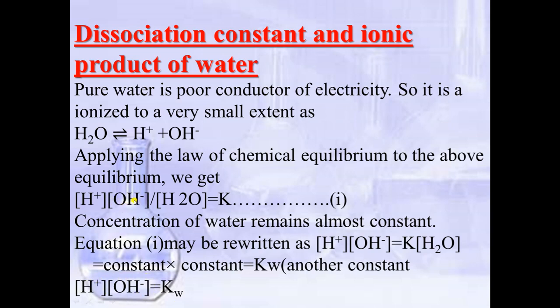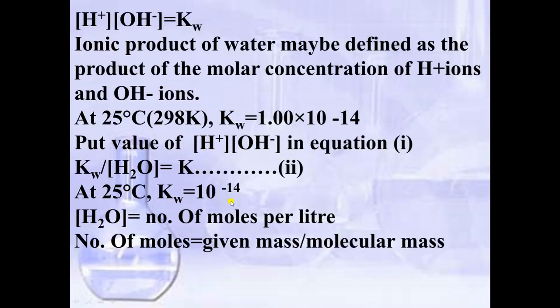So the equation will become Kw divided by concentration of water is equal to K. Okay, so this will be the equation: Kw divided by concentration of water is equal to K. Now here we will find out the concentration of water. Now concentration of water, that means molar concentration of water, the formula is number of moles per liter. So how will you determine the number of moles for water?